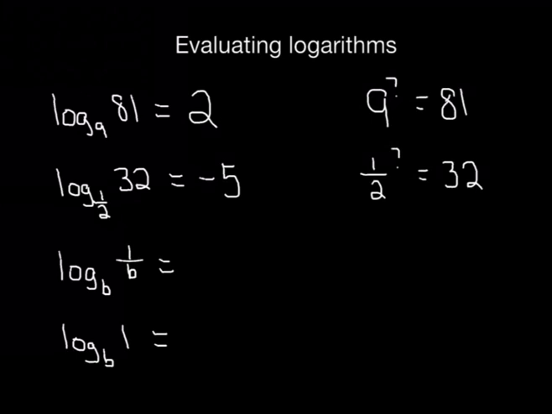This next one's just with variables. B to what power equals 1 over b? Well, it'd be negative 1. All right, b to the negative 1 is the same thing as 1 over b. It's also good to maybe review exponential rules or properties of exponents. And this last one's b to what power equals 1? Well, anything to the 0 power is equal to 1. So that one is 0.